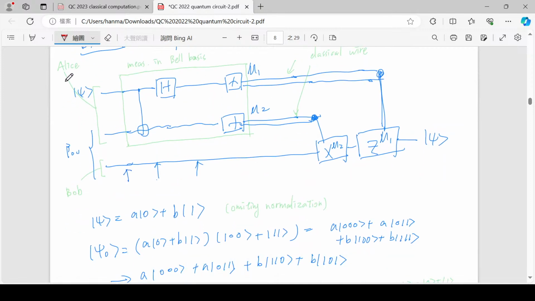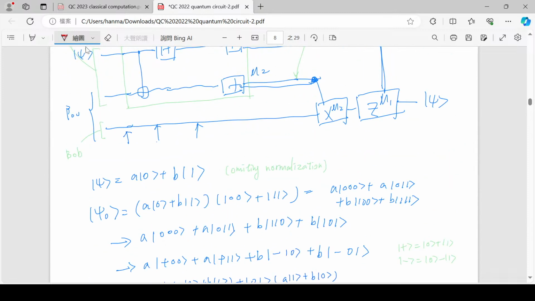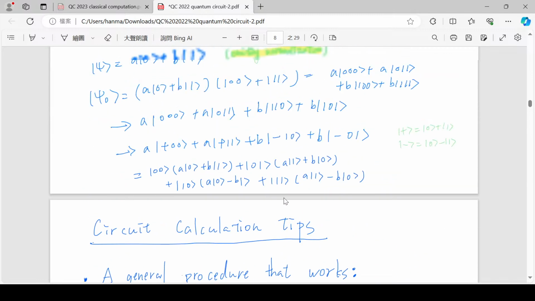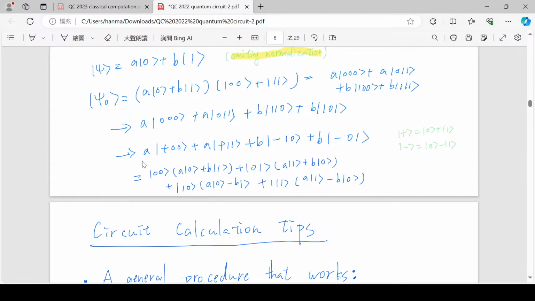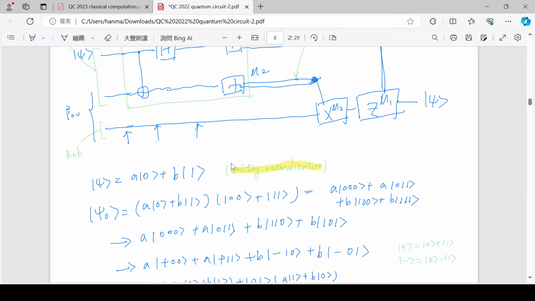So teleportation: you have psi as a0 plus b1. And here we'll do something that we actually like to do a lot, that is we omit the normalization. That's because whenever you do Hadamard, you get a lot of 1 over square root 2. It's a little annoying to keep track of that, and at the end you can usually just put back your normalization. So here we are being lazy, we throw away all the 1 over square root 2.